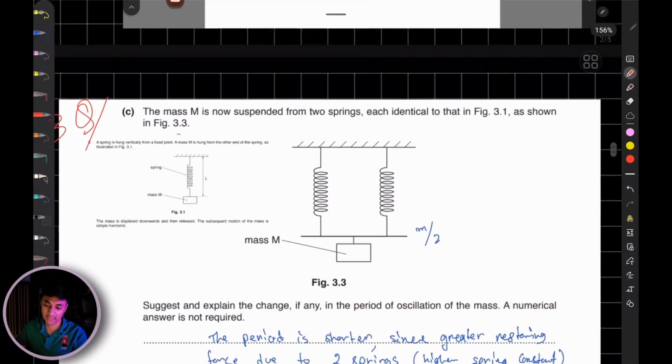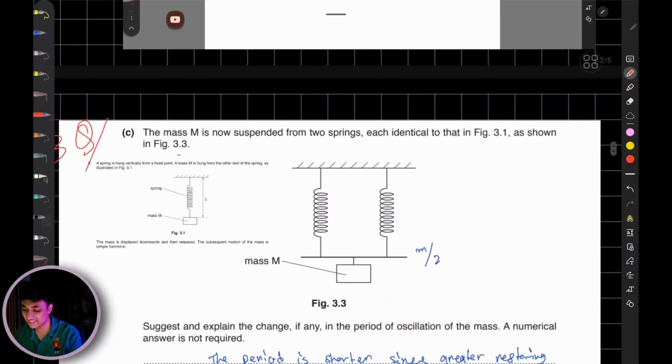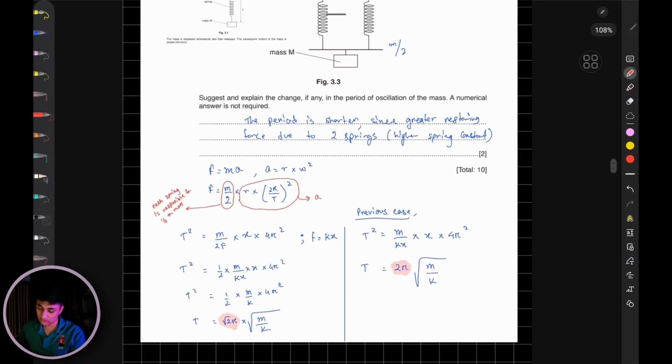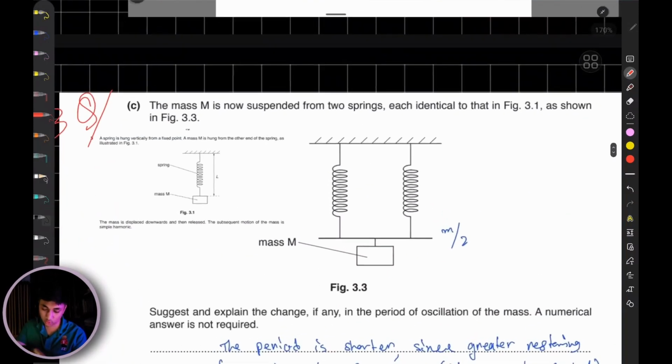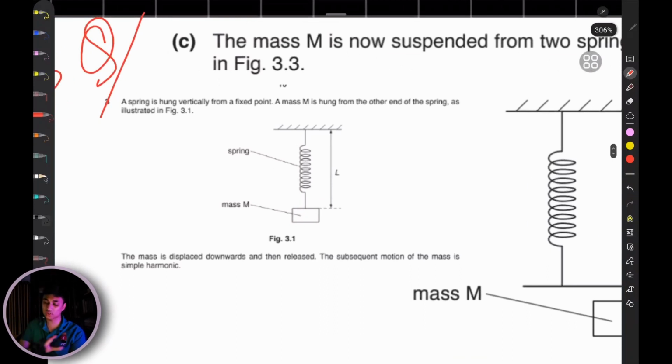The mass m is now suspended from 2 springs, each identical to that in figure 3.1 as shown. Now the thing is, this is a continuation to another question, right? So what that question was saying initially was there was one spring attached to one mass, right? And that spring was of length L. Great. Now this spring was pulling the entirety of this mass, right? So this oscillation was taking place with respect to one spring pulling a mass of m.